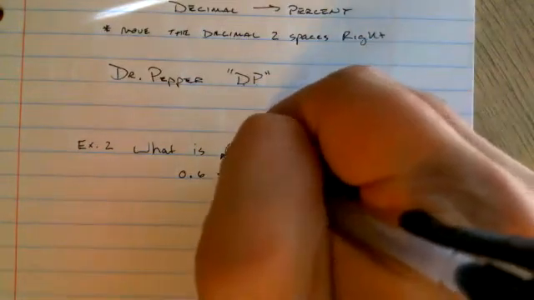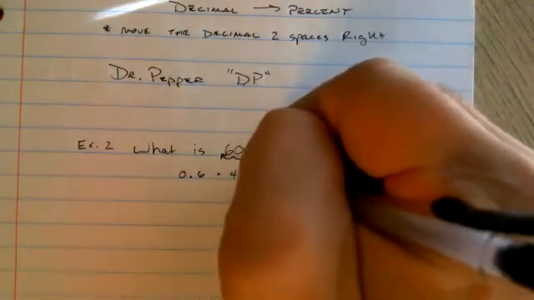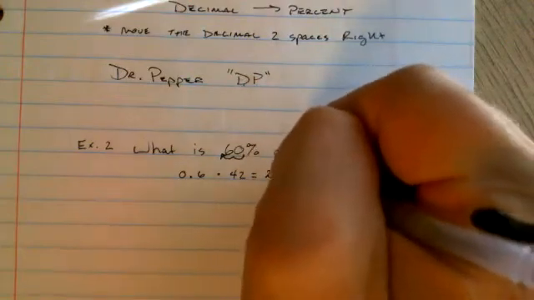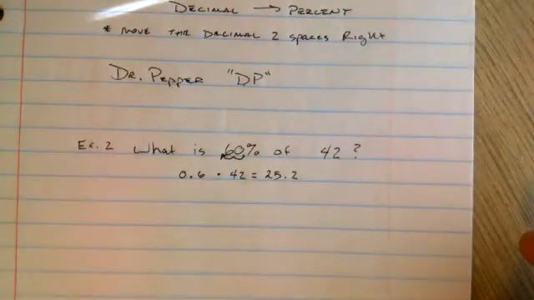Now, what is that answer? That should be something like 25.2, I believe. Yes. All right. So, that's how we work with percentages. We have to have the decimal equivalent. We cannot use the percent as it is.